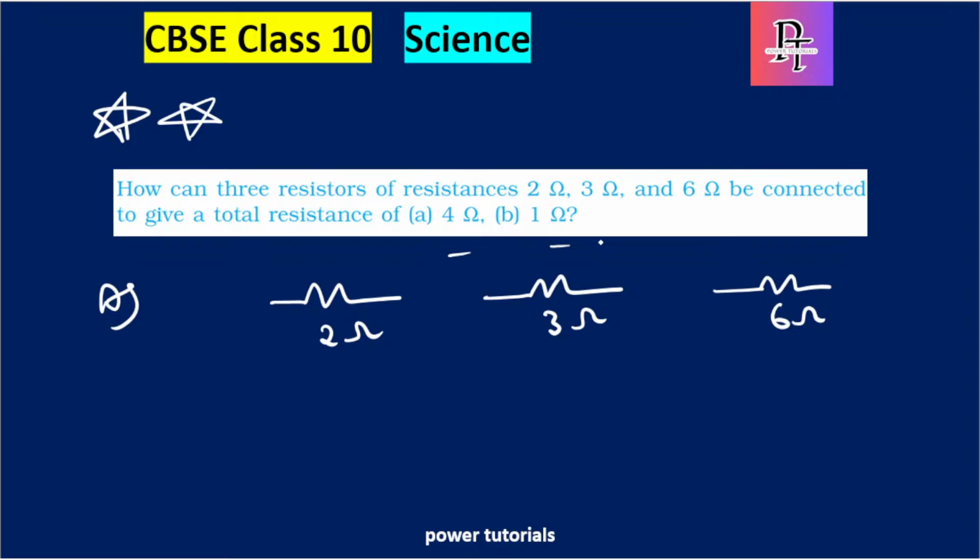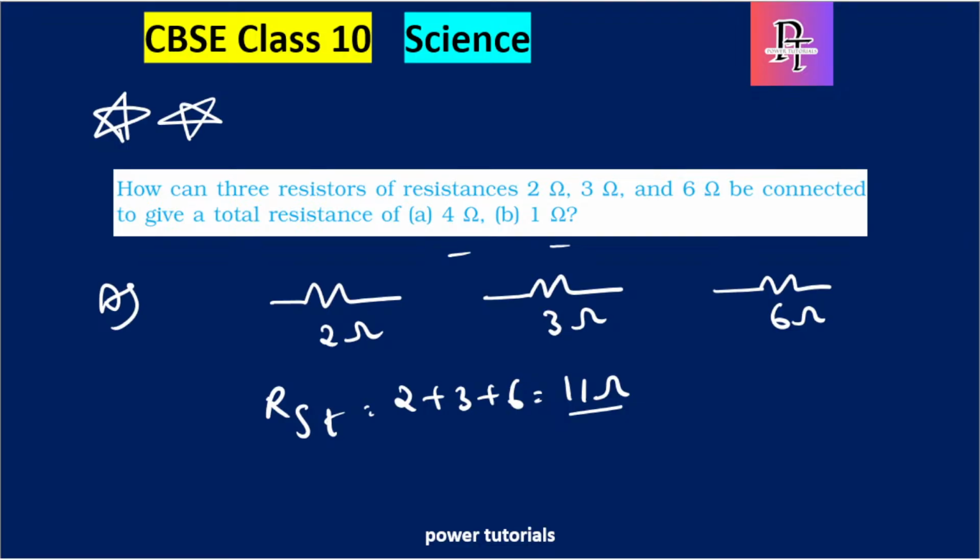What they are asking is to do any combination to get the effective resistance as 4 and the effective resistance as 1. Let's see how to get 4 and 1. If you add all three, that will be a series connection, which will be 6 plus 3 is 9, 9 plus 2 is 11. So our series total will be 2 plus 3 plus 6, which is 11 ohms, which we don't want in our case because we want 4 ohms and 1 ohm.